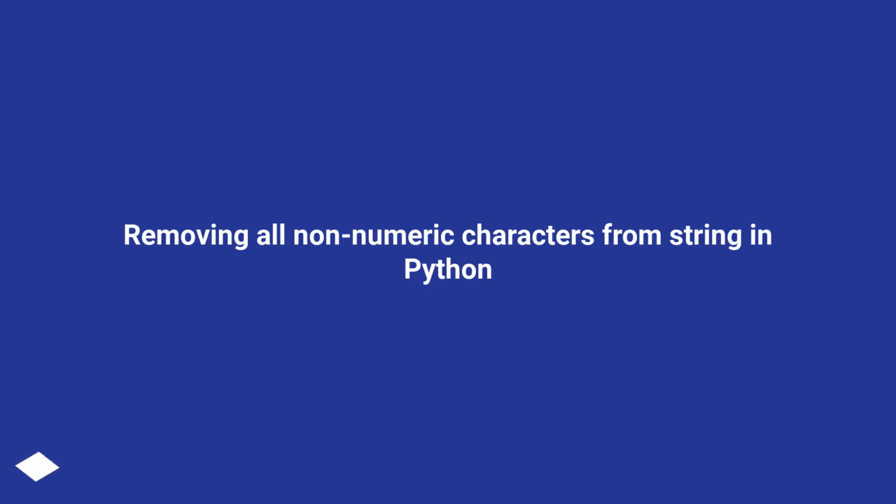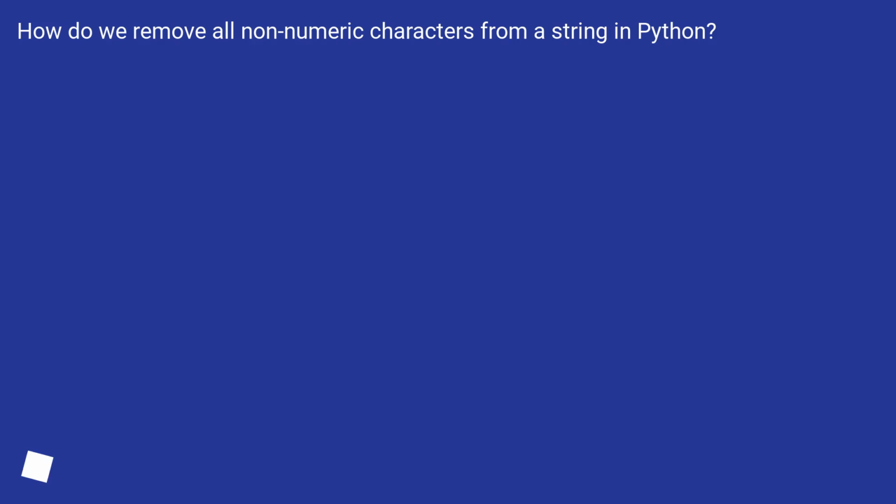Removing all non-numeric characters from a string in Python. How do we remove all non-numeric characters from a string in Python?